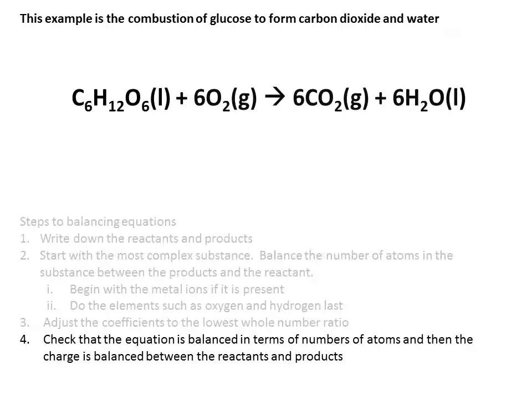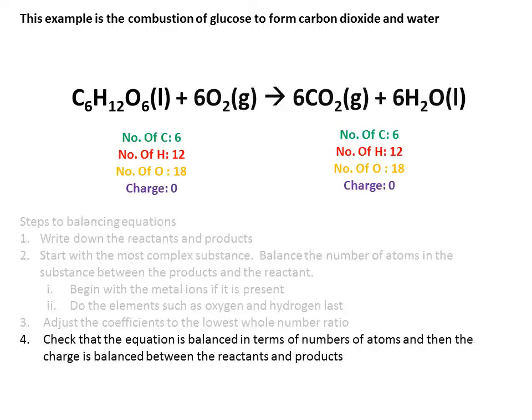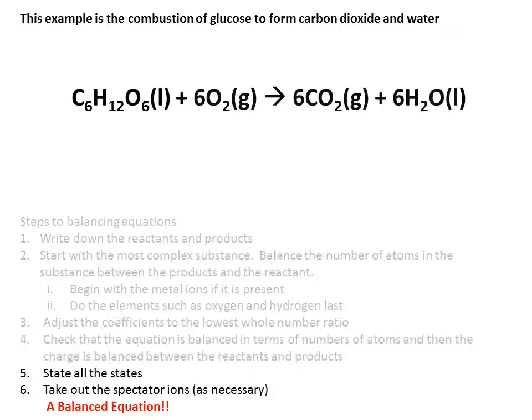Now, one thing you will need to take note of in the future, not so much for this example, is to make sure that the charge is balanced on each side of the reaction. And I would also recommend doing a final tally of the number of atoms on each side, just to make sure you've got everything correct. And as you can see here, the number of carbon, hydrogen and oxygen atoms are the same, and the charge is 0. So it's balanced on both sides of our equation.